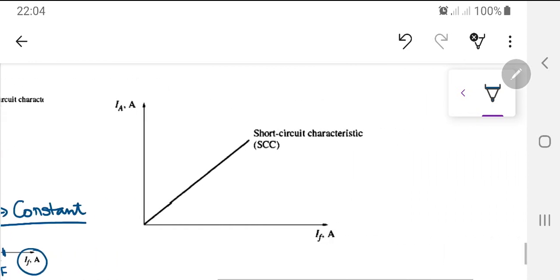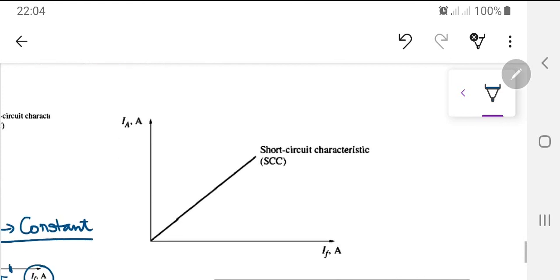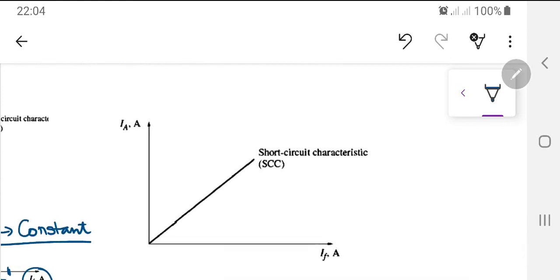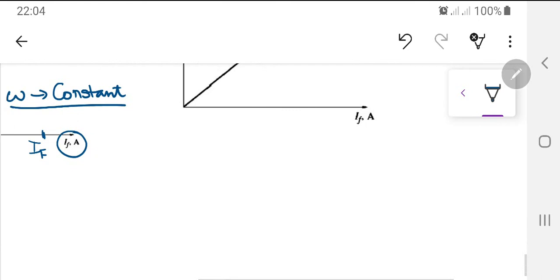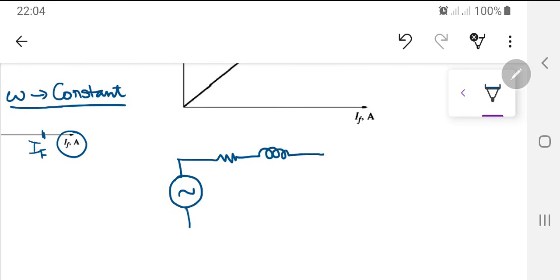Now if I move on towards the short circuit characteristics, as the name suggests, this curve is very different from the previous one. Now if I draw the equivalent circuit of my synchronous generator, let me just draw it over here. We know this is the induced EMF inside that generator, this is RA, this is the reactance that incorporates the self-inductance, and here I have done a short circuit. So this is RA, this is JXS, and this is EA.